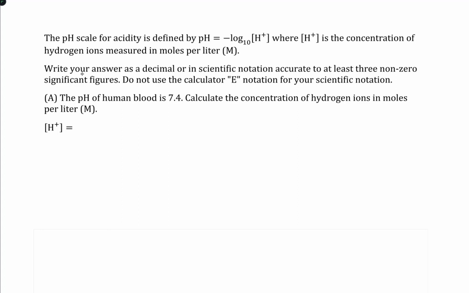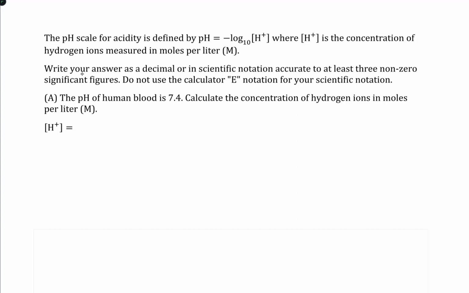The pH scale for acidity is defined by the formula pH equals negative log base 10 of H positive, where H positive is the concentration of hydrogen ions measured in moles per liter. Write your answer as a decimal or in scientific notation, accurate to at least 3 non-zero significant figures. Do not use the calculator E notation for your scientific notation.